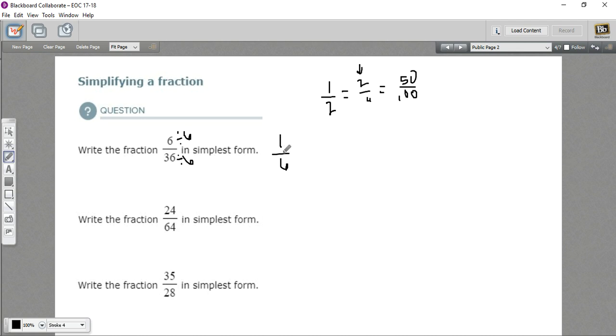If I've got something other than a 1 on top, I would need to ask myself again, is there some number that they can both be divided by? If there's not, then you're good. You're in simplest form. Let's try this next one.